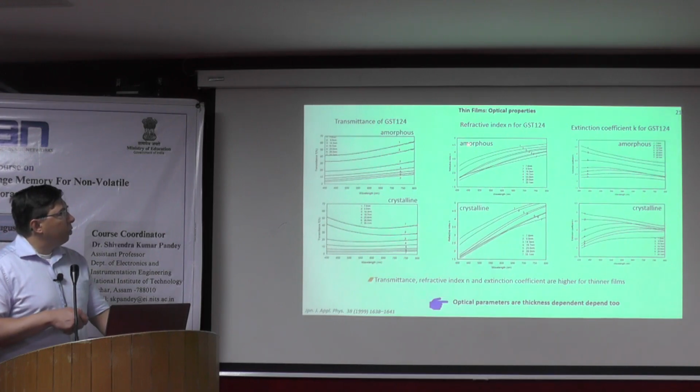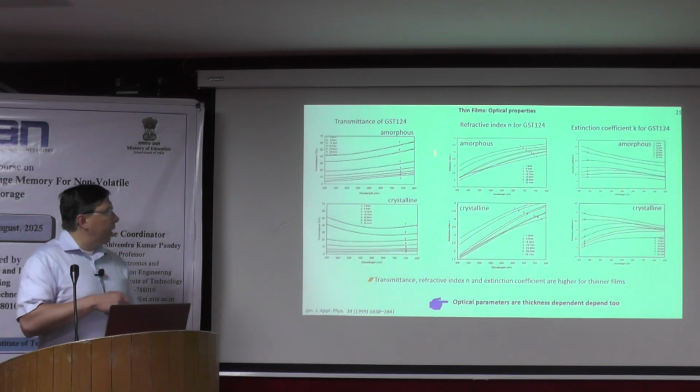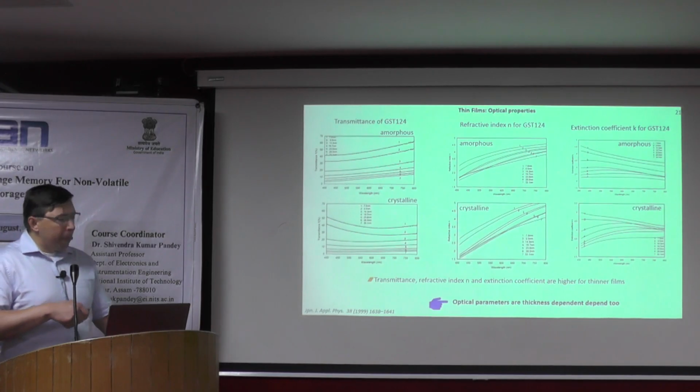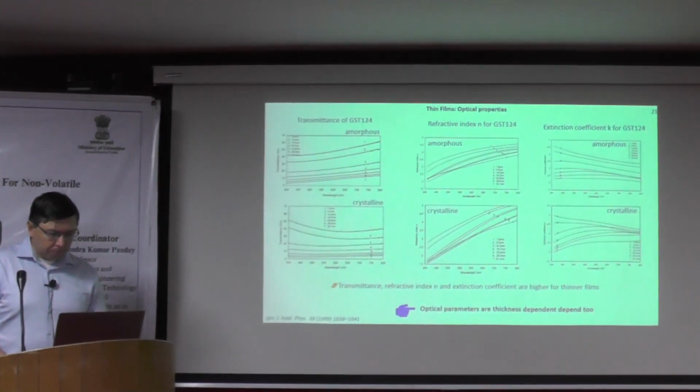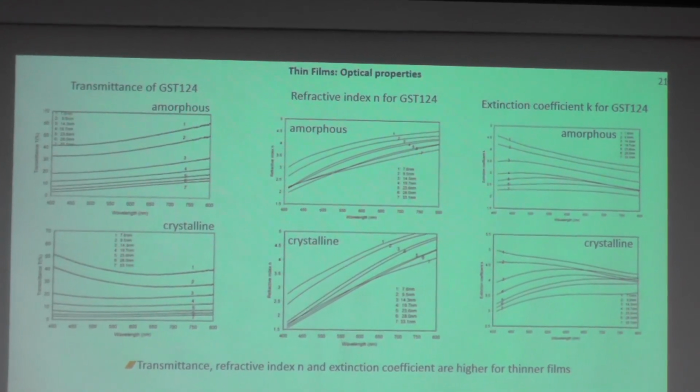Also for amorphous, this is the refractive index N, and this is the extinction coefficient K, and all data shows a change of the properties, an increase of the properties with a decrease of the size of the GST film. So the optical parameters are thickness dependent too.